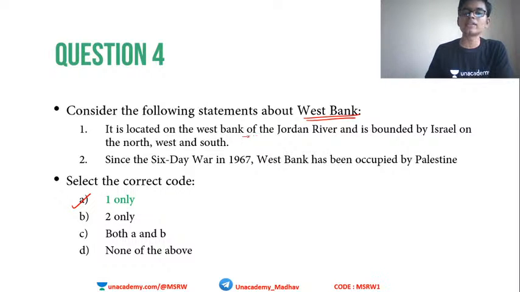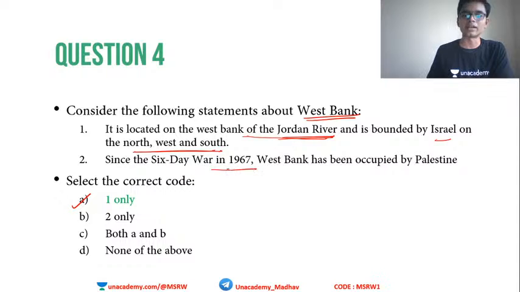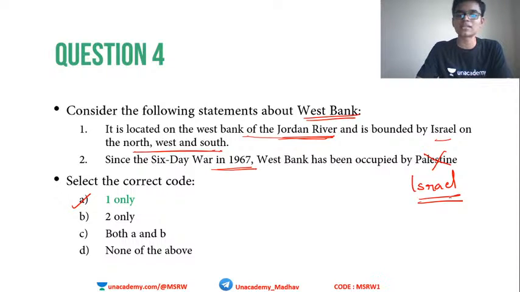It is located on the bank of the Jordan River, and is bounded by Israel on the north, west, and south. But the second statement is wrong. Since the Six-Day War of 1967, West Bank was occupied not by Palestine, it is Israel only. Before that it was Palestine, but since the 67 war, West Bank has been occupied by Israel. So the correct answer is option 1 only.